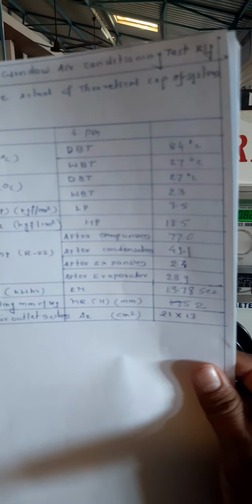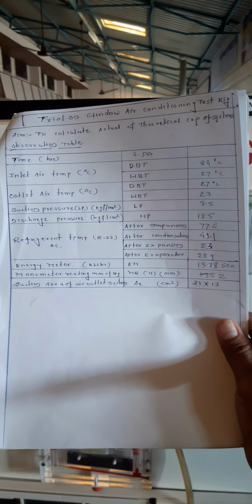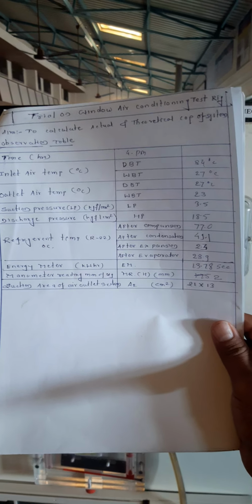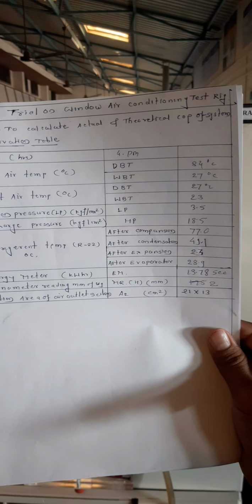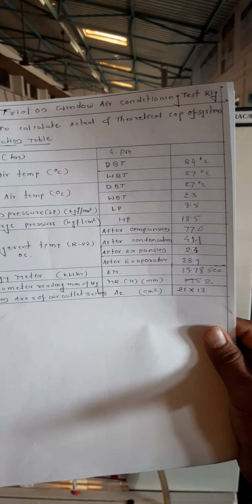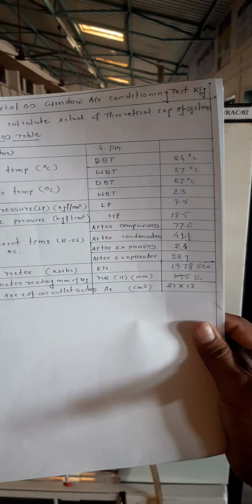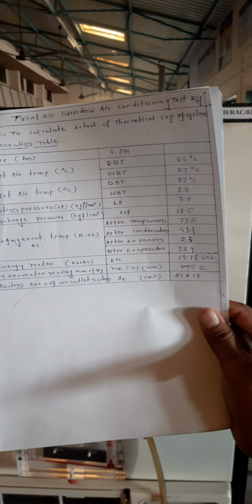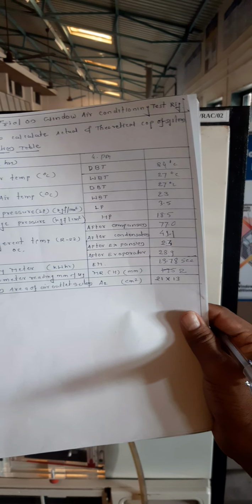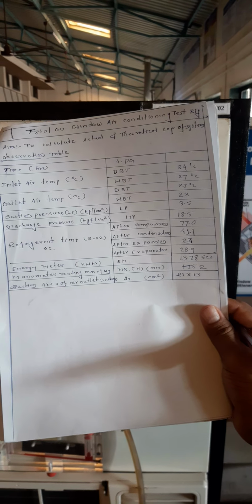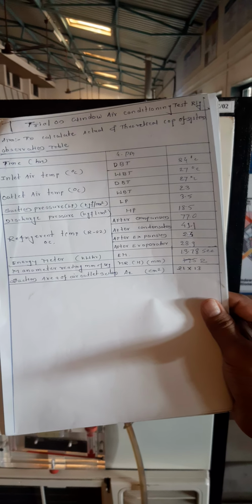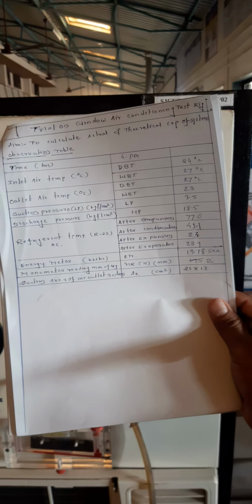So this is how you can complete your observation table, right? First one is the inlet air temperature, dry bulb temperature, that is room temperature, 34 degrees Celsius, wet bulb temperature 27 degrees Celsius. Outlet air temperature, that is the air which is coming out of the cooling system, that is 27 degrees Celsius dry bulb temperature and 23 degrees Celsius wet bulb temperature. Then suction pressure 3.5, and discharge pressure is 18.5.